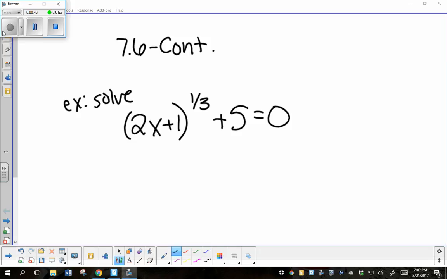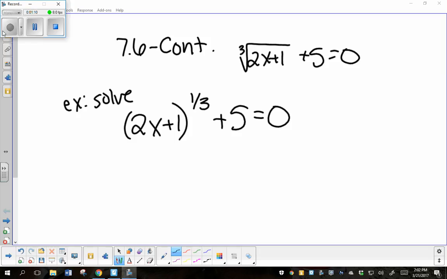Alright, so remember from yesterday, our first step when we're solving these, this is technically a radical equation. There's a radical in it, it's just we don't use a radical to write it out. What kind of root does to the power of 1/3 mean? It's a cube root, right? Like you could write this as the cube root of 2x plus 1, plus 5 equals 0. This is just a cube root.